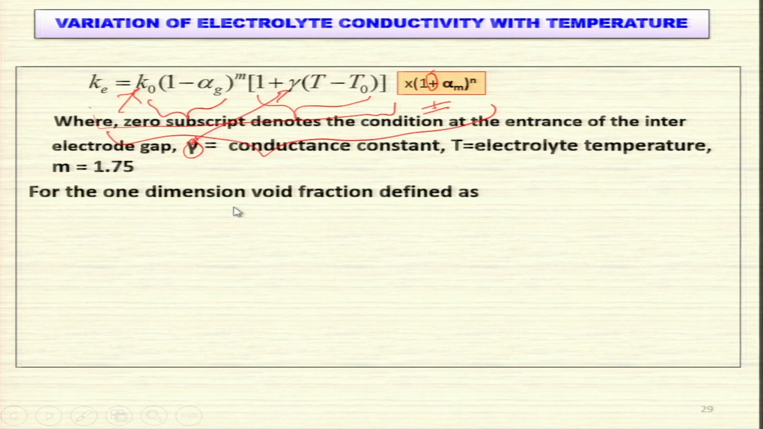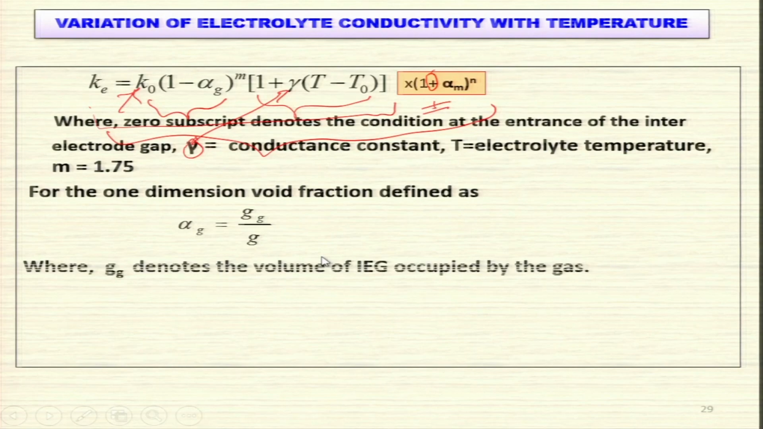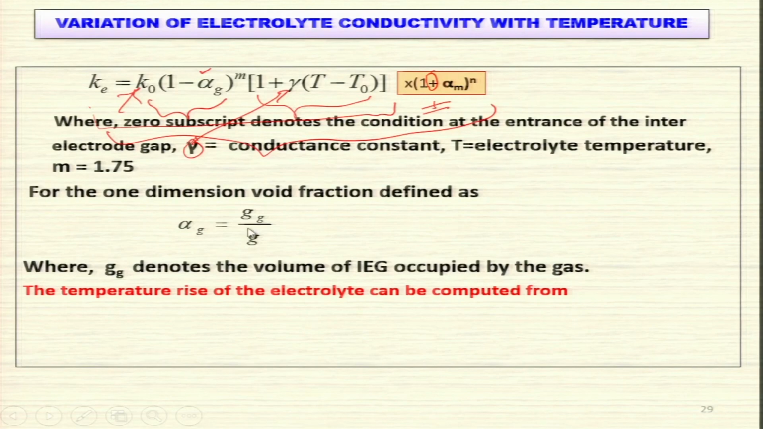For one dimension, the void fraction is defined as alpha g, Gg over G, because we are calculating alpha g, the void fraction, over here. So Gg denotes the volume of the inter-electrode gap occupied by the gas. This you can also find out theoretically with the help of the chemical or electrochemical reactions. This alpha g can be evaluated.